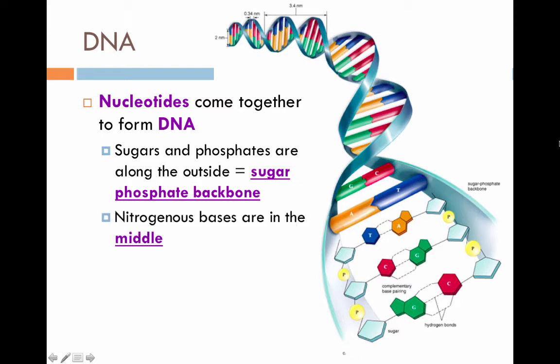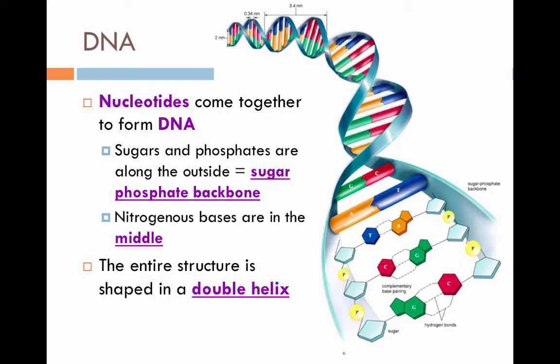The nitrogenous bases are always in the middle of the DNA molecule. The entire structure of DNA is shaped in a double helix. That means that there are 2 chains, hence the word double, and the 2 chains are twisted together. Remember, you have 46 of these really long double helix molecules in every single one of your cells.